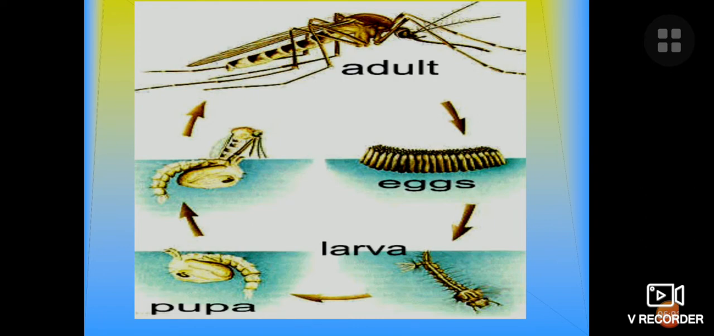That means we know that the eggs are laid in the water, but the larvae and pupa are not fully below the surface of the water. Their body is attached to the surface of the water so that they can breathe air from outside the water. This is to be kept in mind. This is an important thing which later we will discuss.